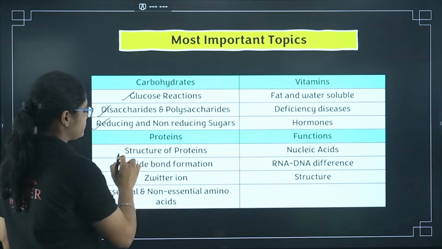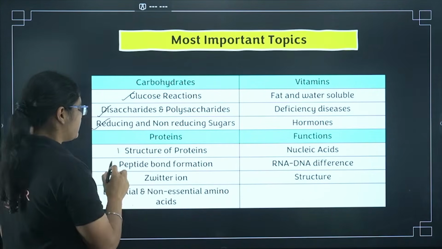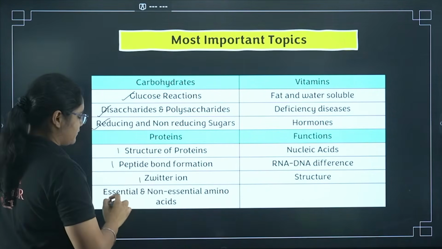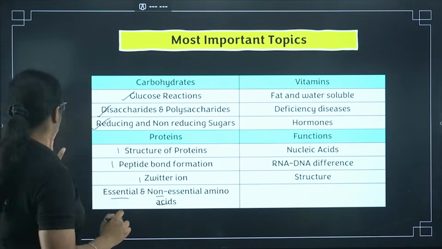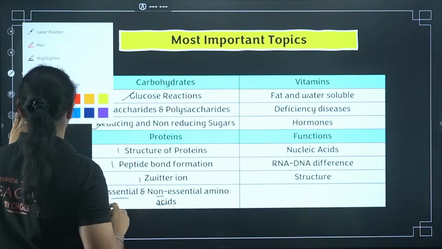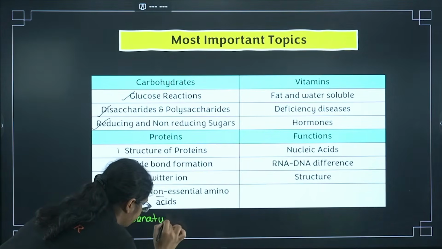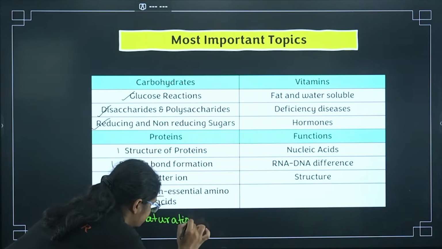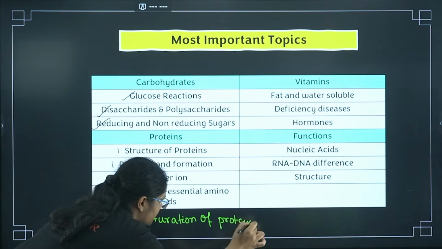In proteins, you should know about the structure of protein: primary, secondary, tertiary structures. Then peptide bond formation, Zwitter ion, and what are essential and non-essential amino acids. One more thing I want to add here, which I missed, is denaturation of protein. It is also a very important topic, denaturation of proteins with examples.